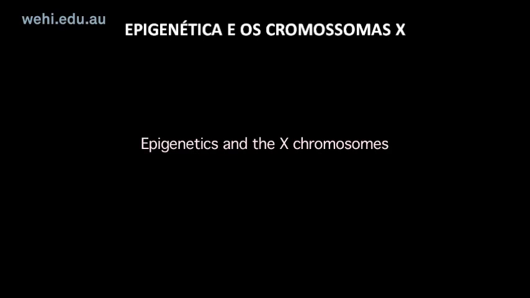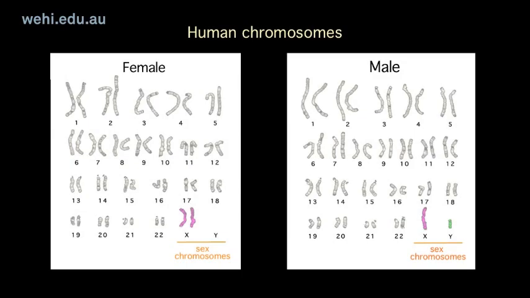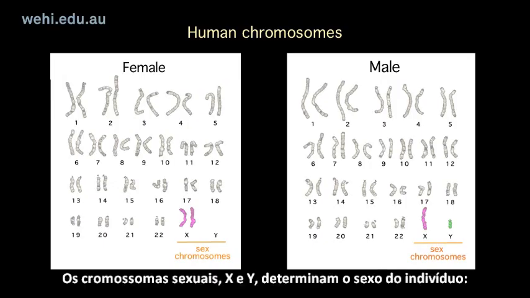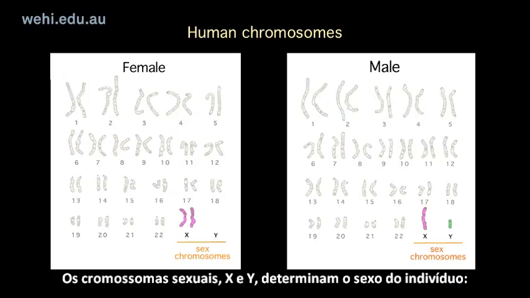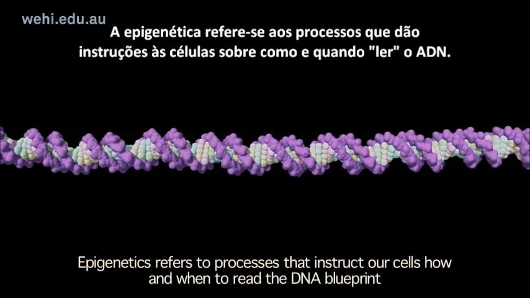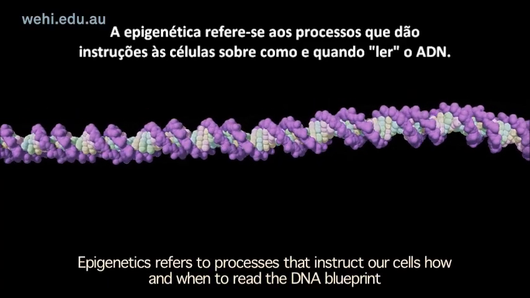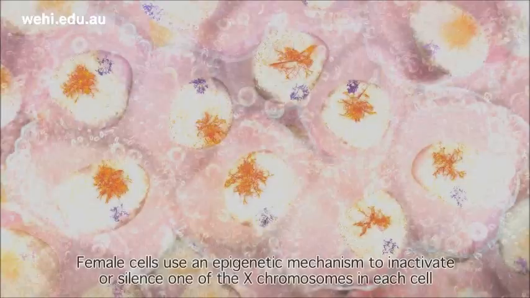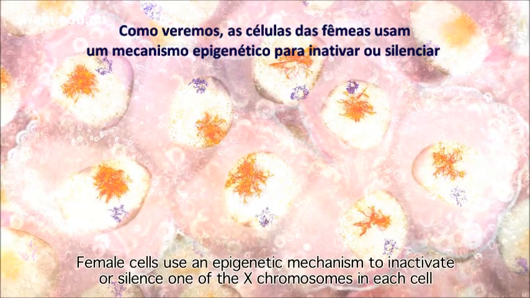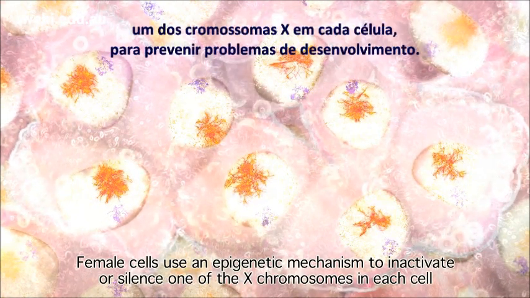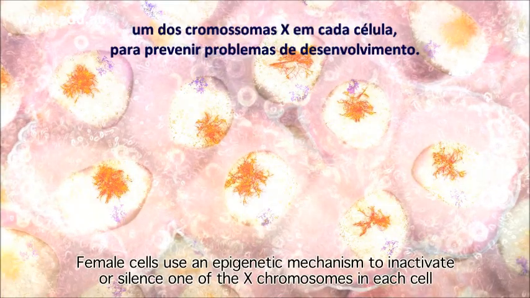Epigenetics and the X chromosomes. Humans have 23 sets of chromosomes. The sex chromosomes, X and Y, determine the sex of an individual. Females have 2 X chromosomes, males have 1 X and 1 Y chromosome. Epigenetics refers to processes that instruct our cells how and when to read the DNA blueprint. As we will see, female cells use an epigenetic mechanism to inactivate or silence one of the X chromosomes in each cell to prevent abnormal development.